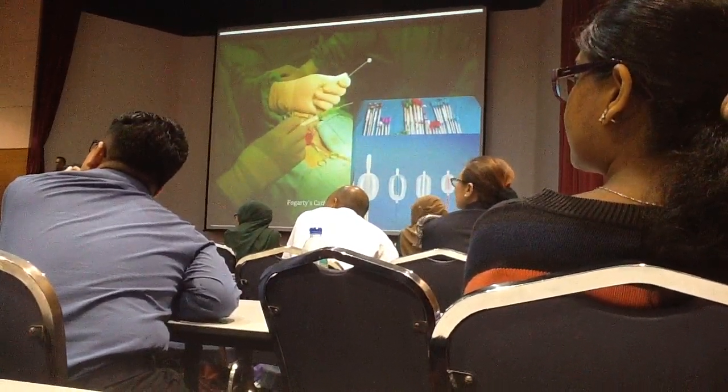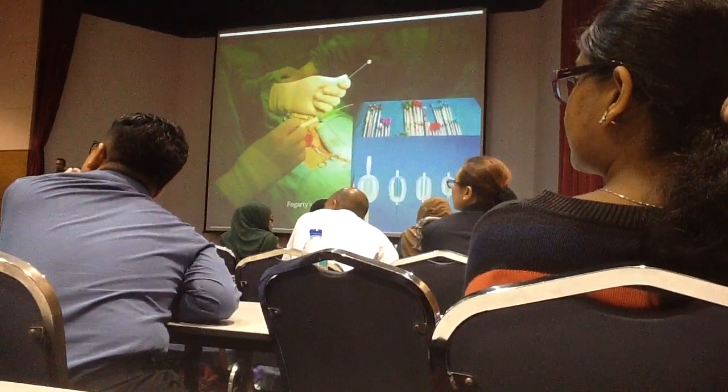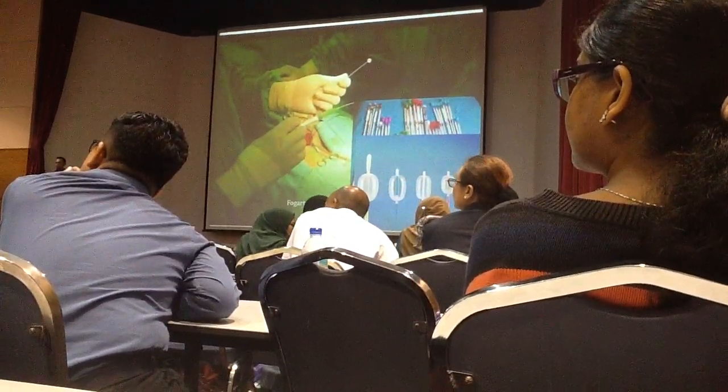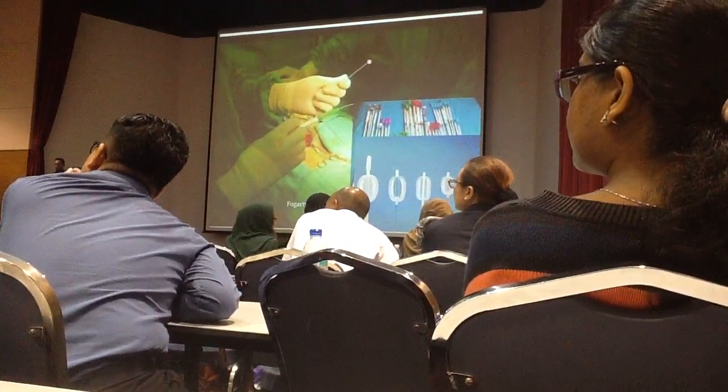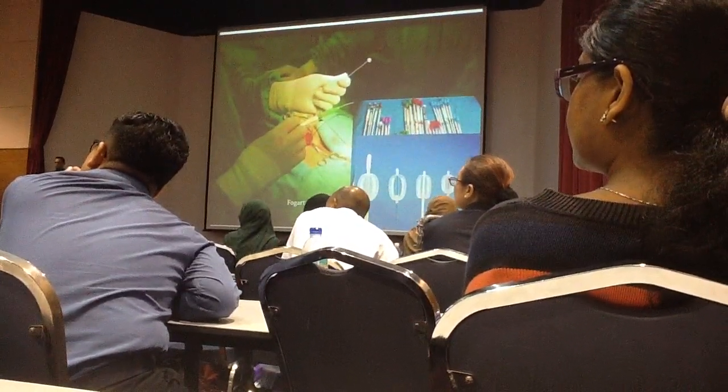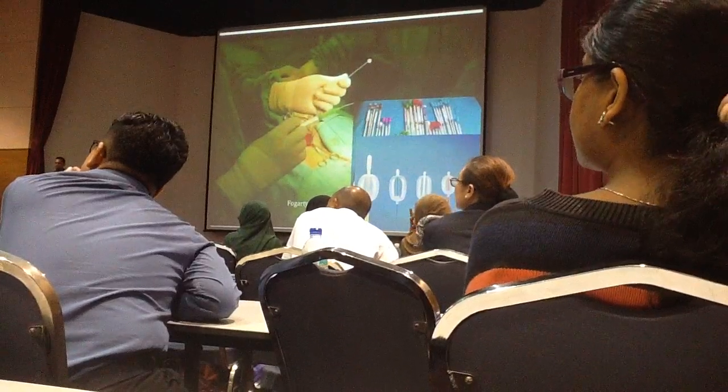But if you feel that your SFA has failed and there are some narrowings in the SFA, the profunda is actually going to be the main outflow. So the basic theory is very simple: you save the artery that you think is going to be the main outflow.